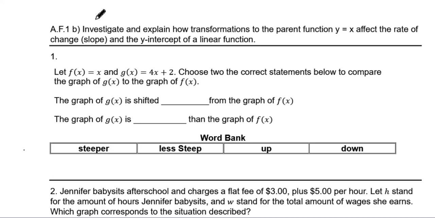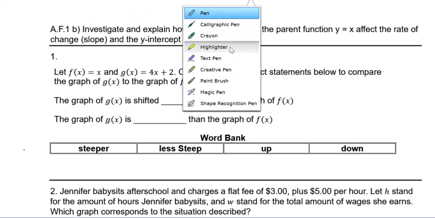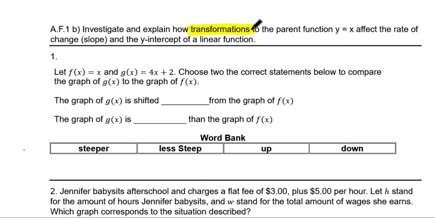In this video, we will look at transformations of the parent function y equals x. The parent function of y equals x is just a line that goes right through the origin, through the middle, and it has a slope of 1 over 1, which is just 1. Okay, so this is the parent function.